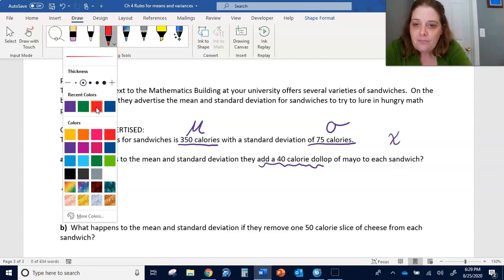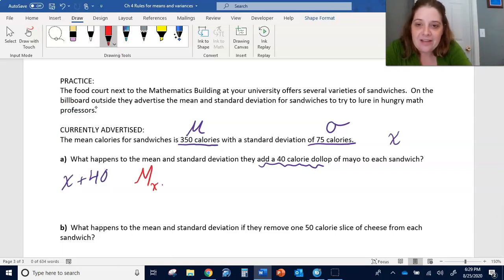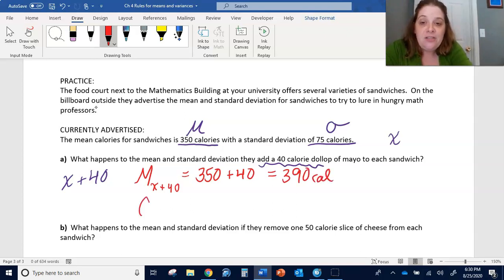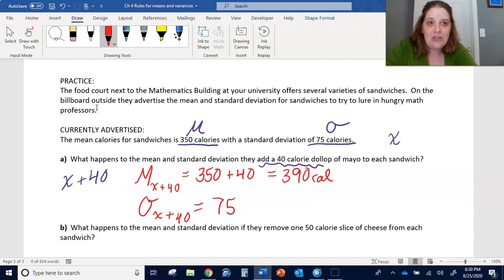Okay, it's going to shift it, but it's not going to stretch it or compress it in any way. All right, so the mean of X plus 40 is going to be the original mean, 350, plus those 40 extra calories. There's my 390 calorie mean. My standard deviation of X plus 40, again, remember, it just scooches over. It's 40 up. Not going to change that spread. That's going to stay the same. So that's going to stay 75. That extra 40 calories is not going to change that value. All right, so 75 calories.